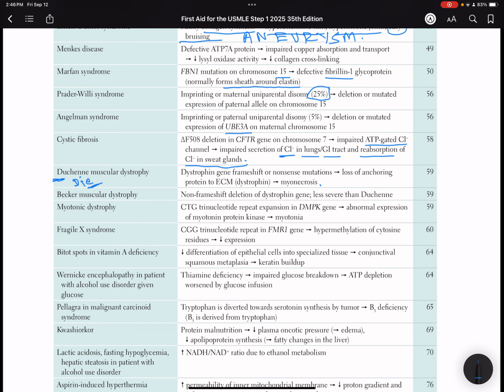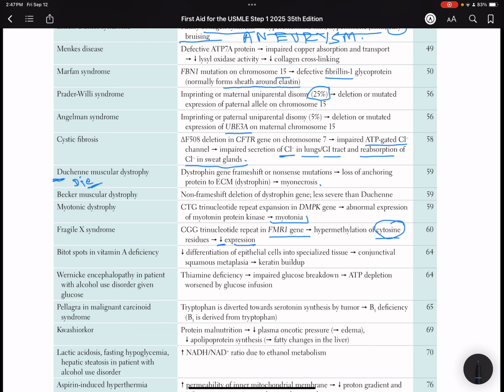Myotonic dystrophy, CTG trinucleotide repeat expansion in DMPK gene leads to abnormal expression of myotonin protein kinase, which leads to myotonia. What is Fragile X syndrome? Fragile X syndrome is CGG trinucleotide repeat in FMR1 gene, hypermethylation of cytosine residues, decreased expression.